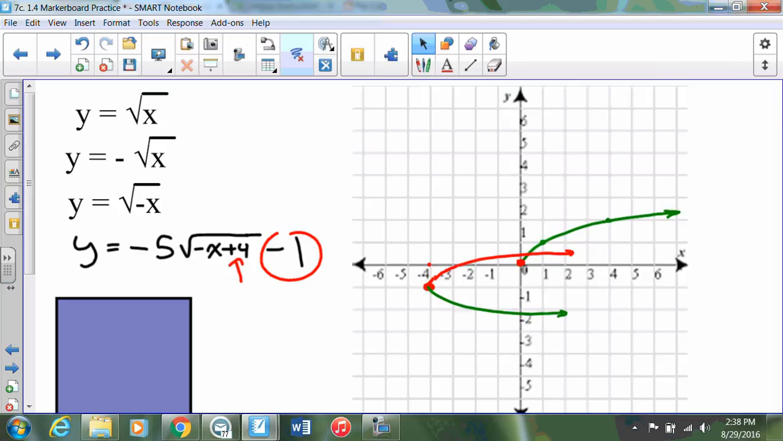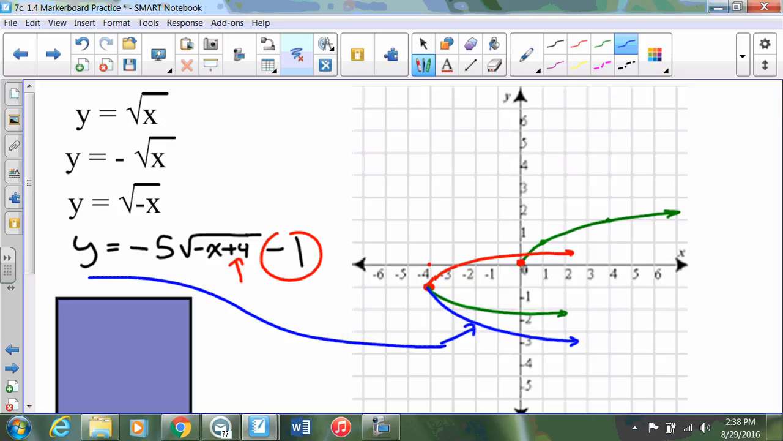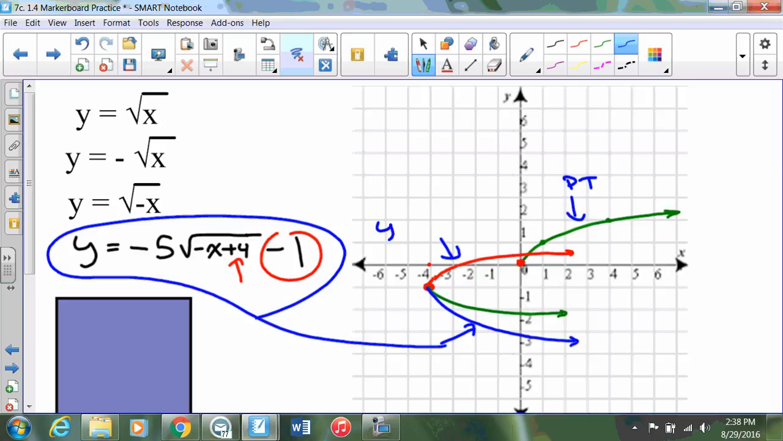And then what else do I have to do? Oh, 5 means it's more steep. So I'll make it more steep, something more like that. Okay, so this blue one is the final sketch that matches up to this. So it took a little bit more. That's my parent function. This was if I just had y equals the square root of x plus 4 minus 1. This one was if we had just the negative of the square root of x.